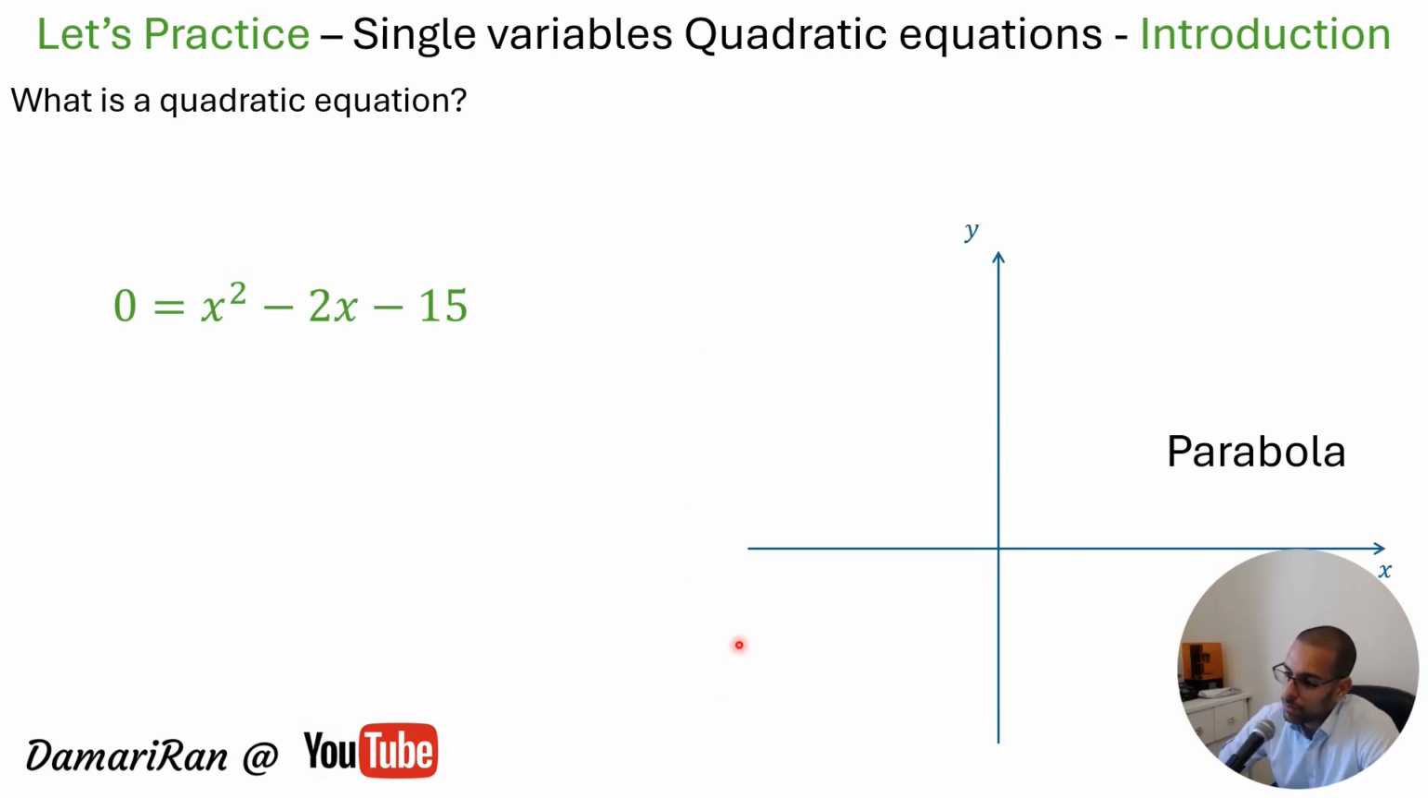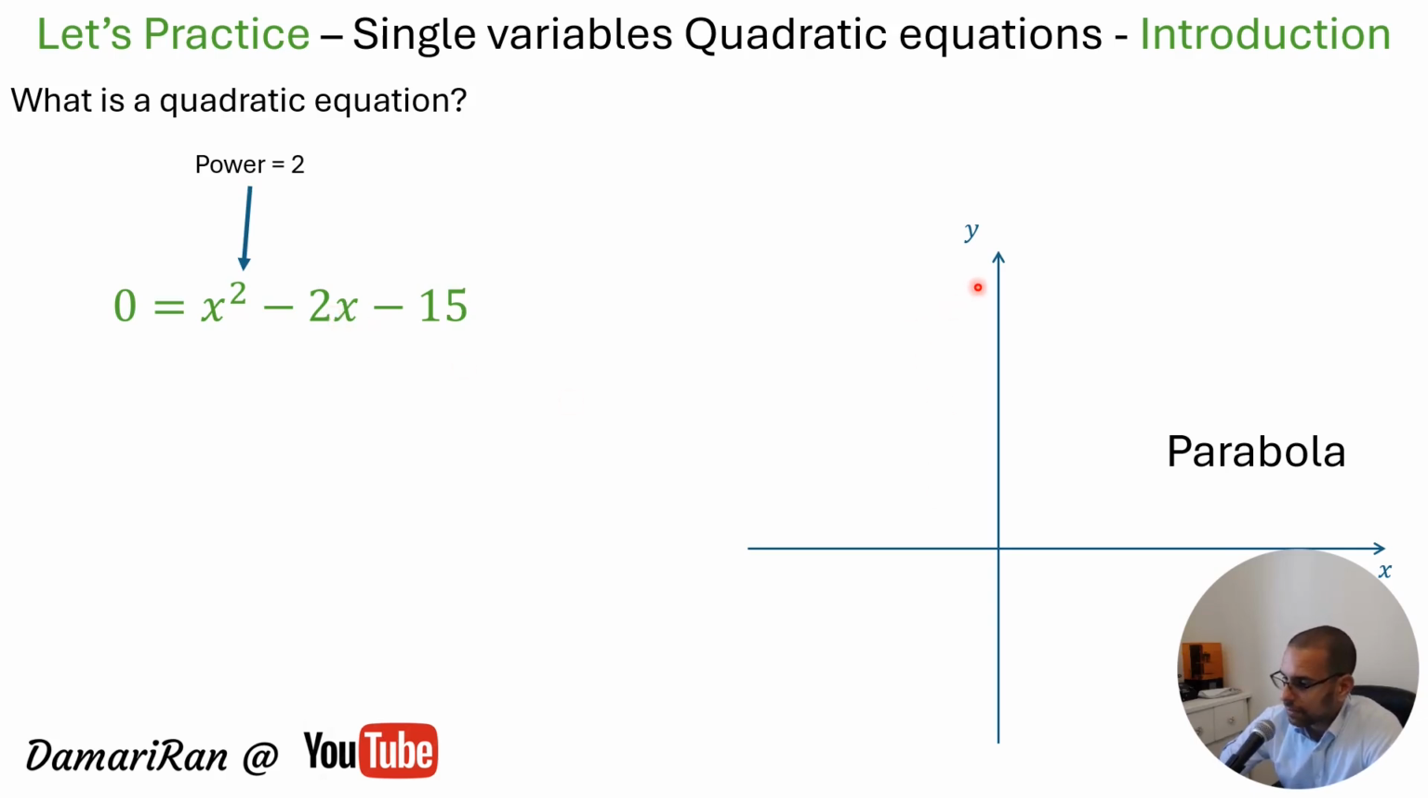So what is a quadratic equation? Look at this equation. We have the variable x and the maximum power of the variable is 2. Here we have the power of 1 and here we have the power of 0. So the maximum is a power of 2 and that is a quadratic equation.